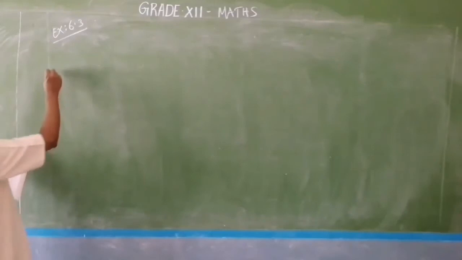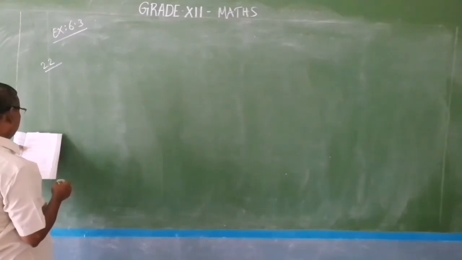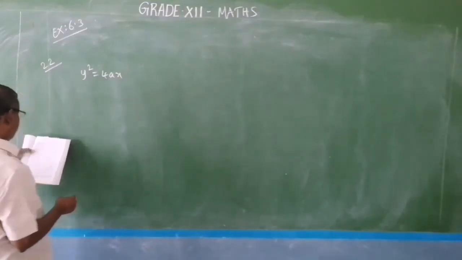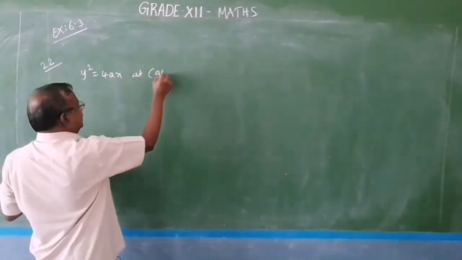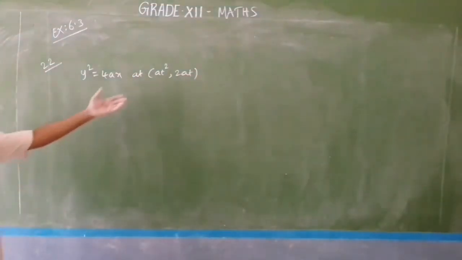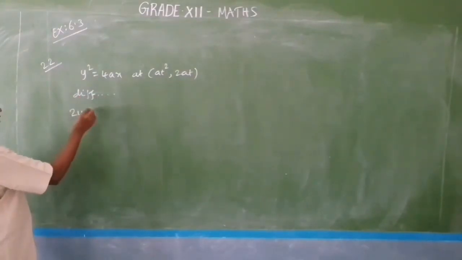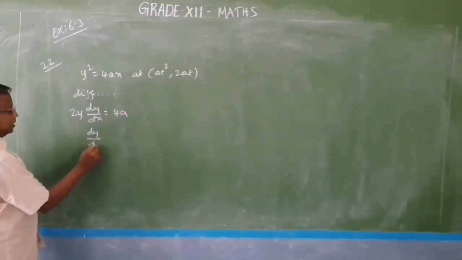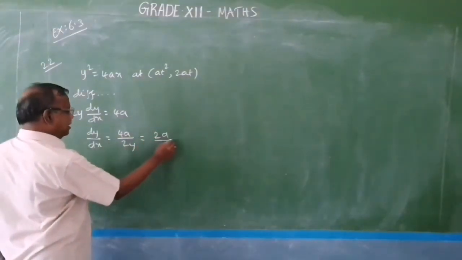Question number 22. Find the equations of tangent and normal to the parabola y^2 equal to 4ax at the point (at^2, 2at). So the points are given in the parametric form. Now differentiating the equation, we have 2y dy/dx equal to 4a, or dy/dx equal to 4a by 2y, which is equal to 2a by y.